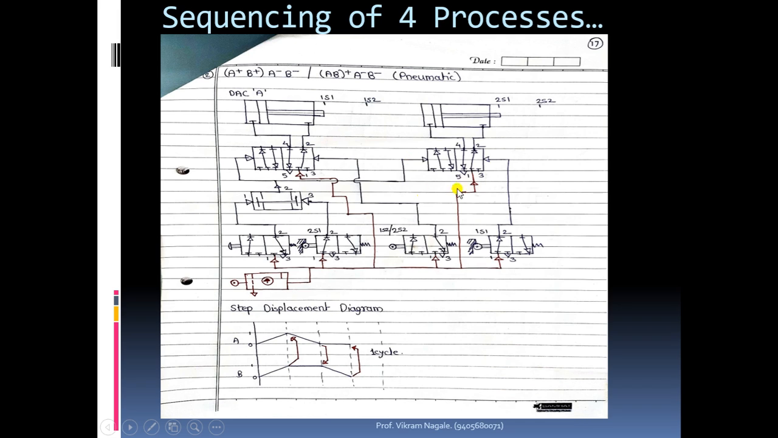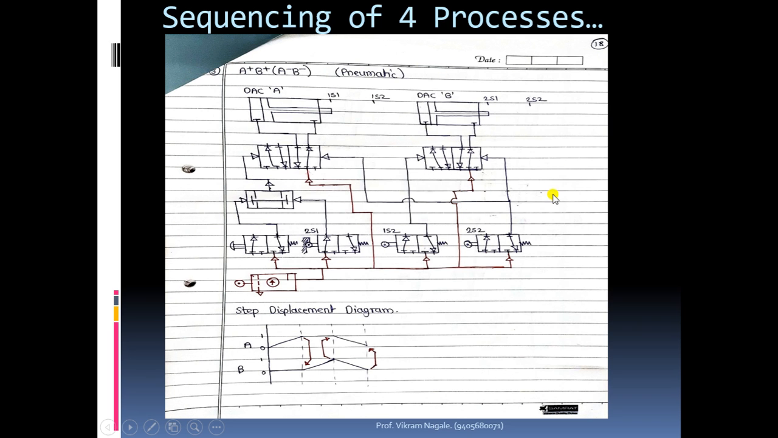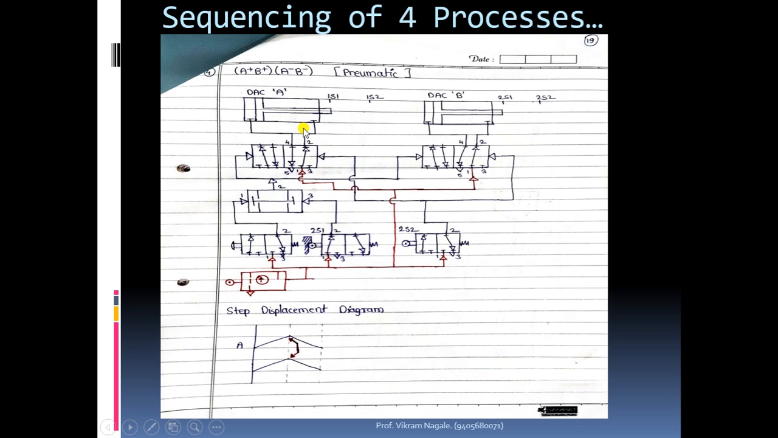So this is how we can divide this output, and we can apply it to different processes, so that those processes start together and end together. Similarly you can see here A plus, B plus and AB minus. A minus and B minus are starting at the same time and ending at the same time.